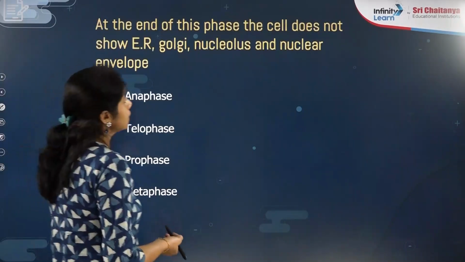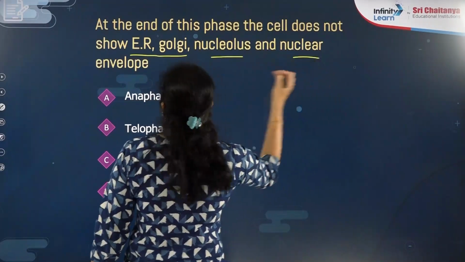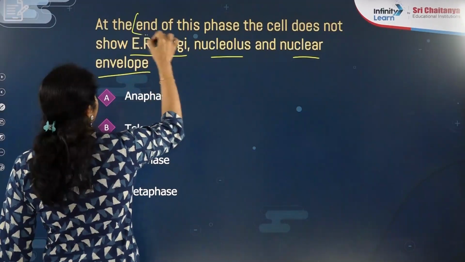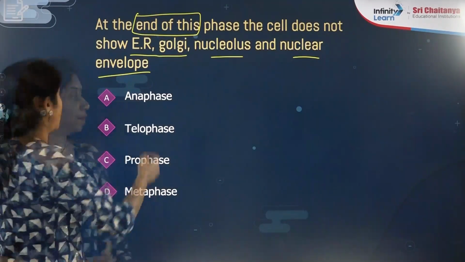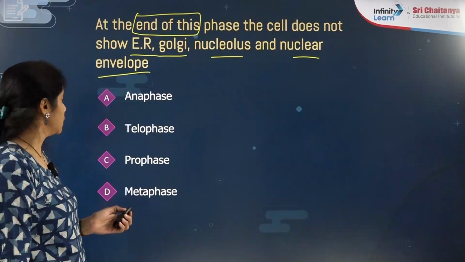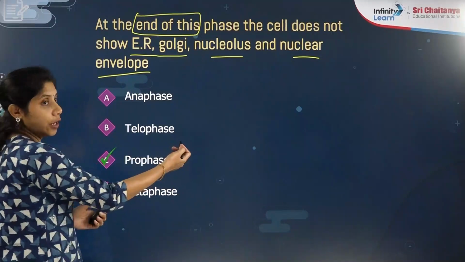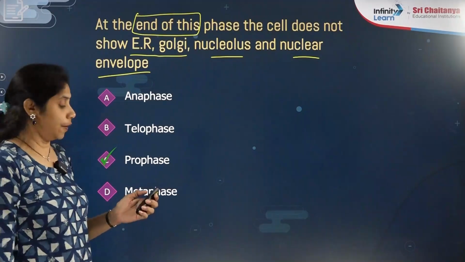At the end of this phase, the cell does not show ER, Golgi, nucleolus and nuclear envelope. At the end of which phase do all of them disappear? Anaphase, telophase, prophase, metaphase. You know that it is prophase, because they are reformed in the telophase, and they disappear in the prophase.